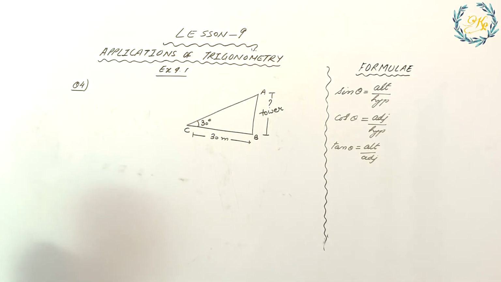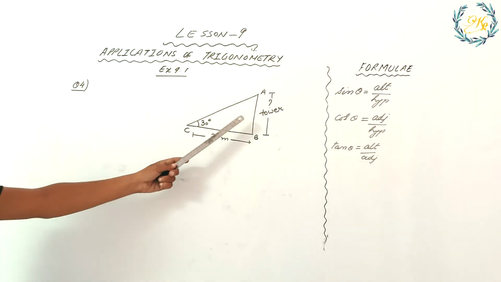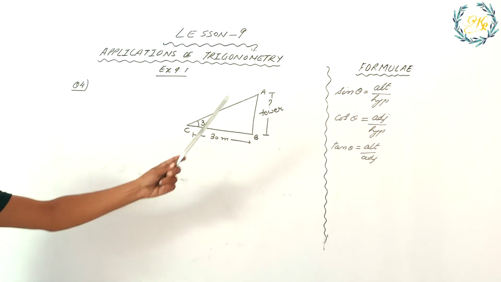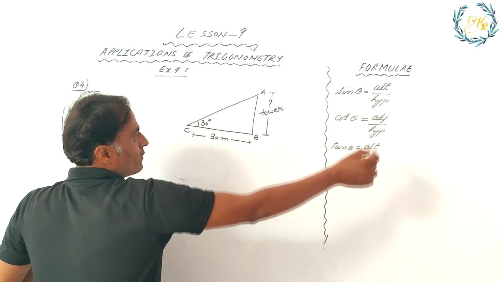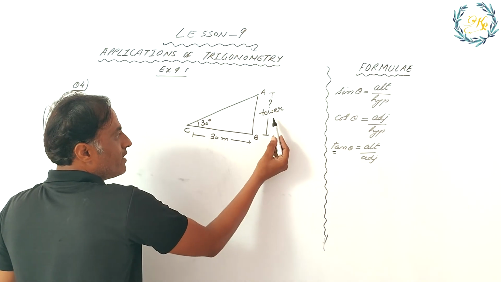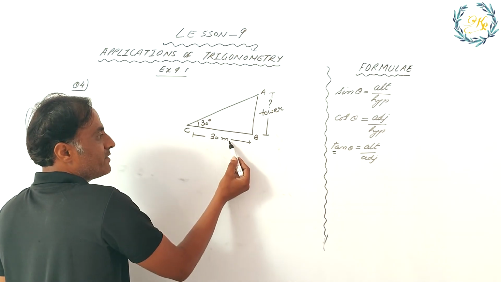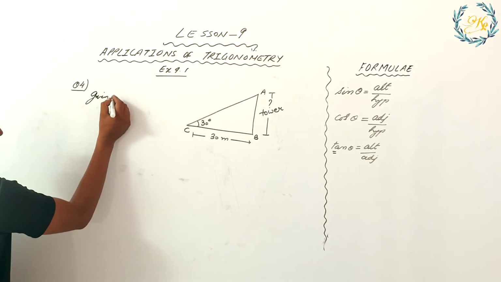So what is given to us? We are given the value of the adjacent, we are given the value of theta, we have to find the value of the altitude. Now according to the trigonometric ratios that we see, tan theta is the ratio we can take to find the value of altitude where the adjacent is given to us. So before that, we write what is given to us.